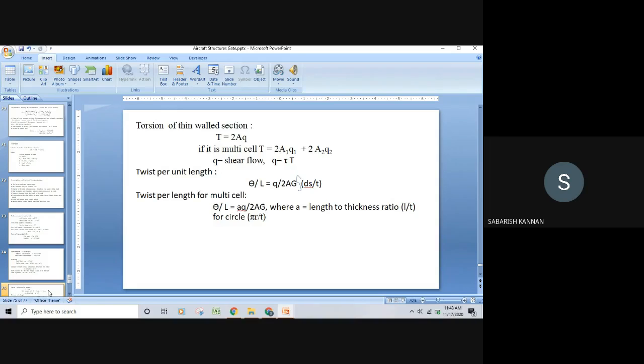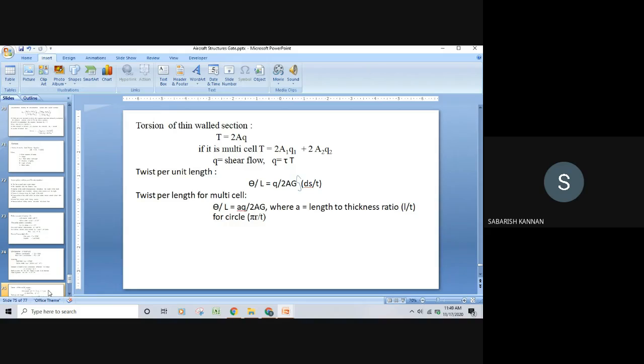Here Q is nothing but your shear flow, A is nothing but the area of the section, and T is the torque. Okay. So twist per unit length is theta divided by L. That is your twist per unit length. Theta by L equal to Q divided by 2AG times the integral of ds divided by t. ds by t is nothing but the length to thickness ratio. So that is the twist per unit length. ds is nothing but the length of the section.